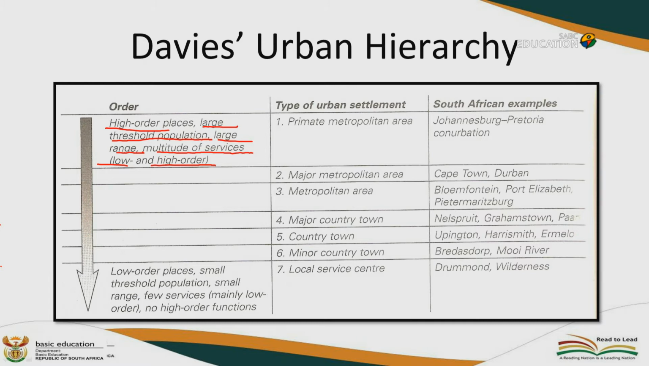Okay, when we come to the low order place, here we have a small threshold population. We have a small range. And we do have few services, mainly low order functions. We don't have high order functions when we come to this one. So these are the type of settlement, and these are the examples. So only for this column here, that's where you get low order places.